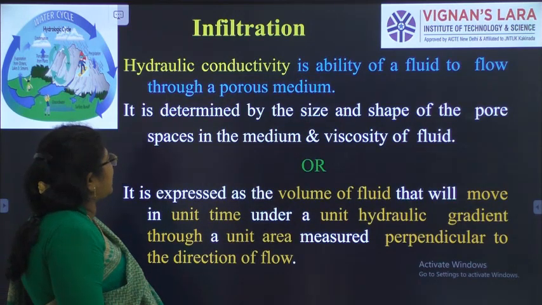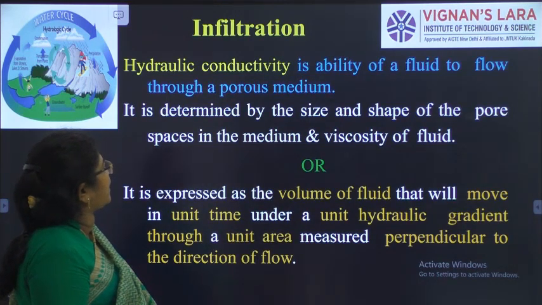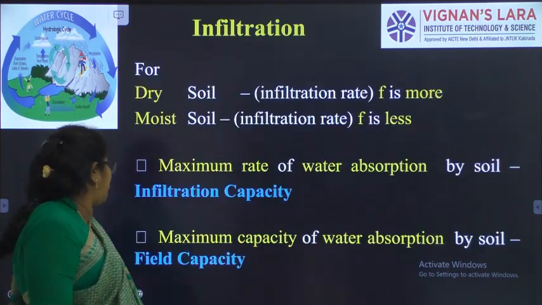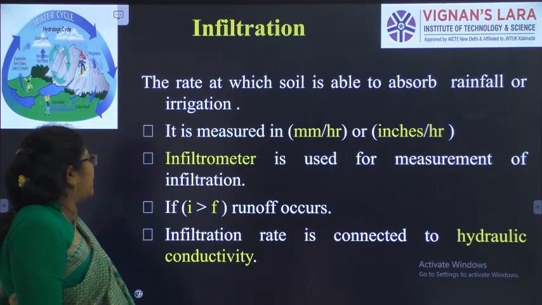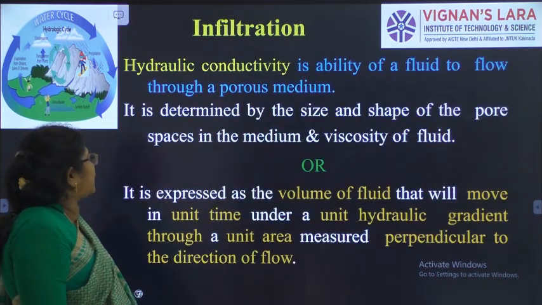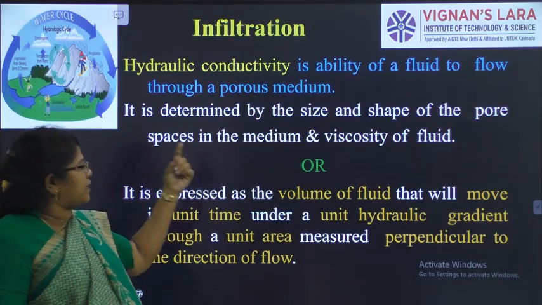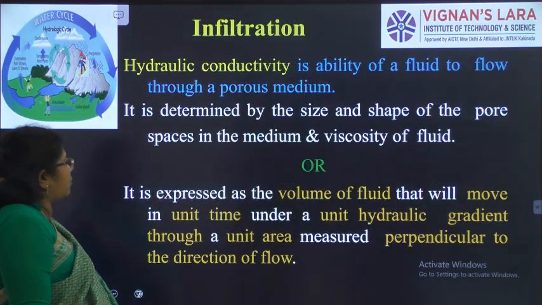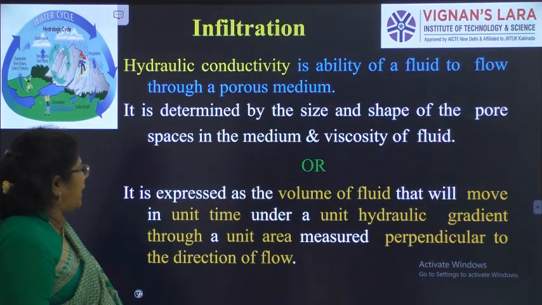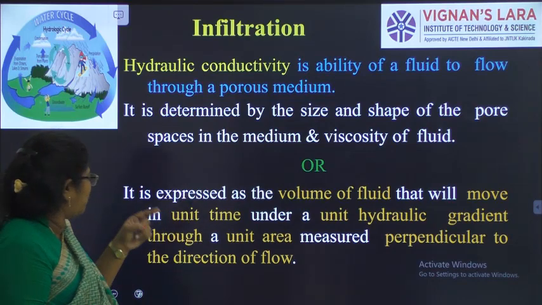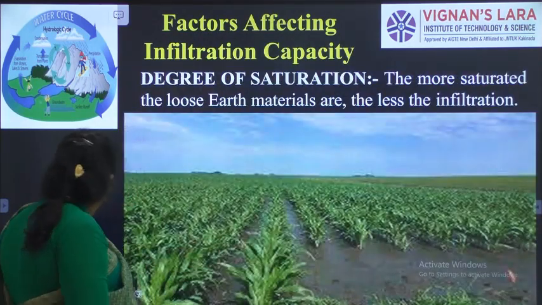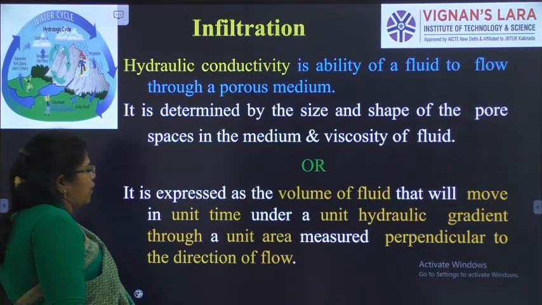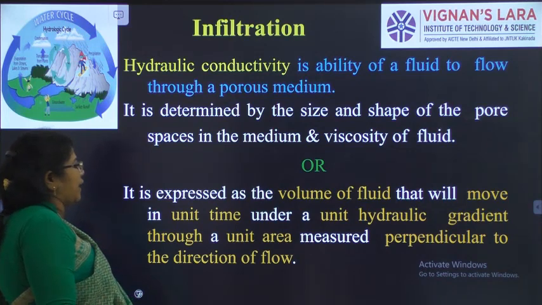So it mainly deals with two terms, that is hydraulic conductivity. The ability of the fluid to flow through the porous medium we call hydraulic conductivity. It is determined by the size and shape of the pore spaces in the medium and the viscosity of the fluid. It is expressed as the volume of fluid that will move in unit time under a unit hydraulic gradient through a unit area measured perpendicular to the direction of the flow.